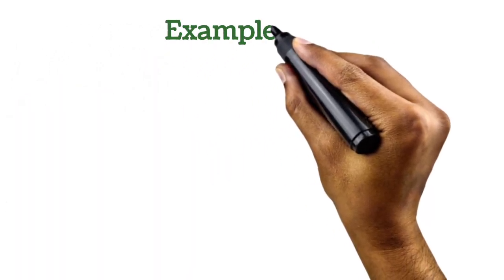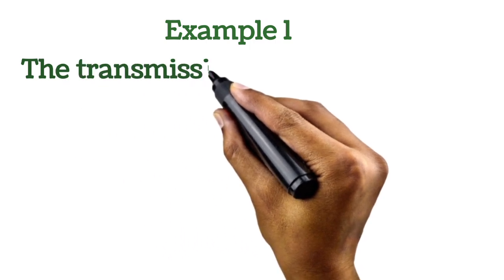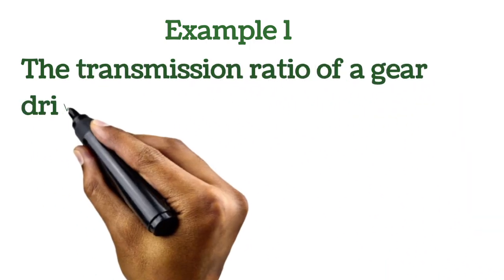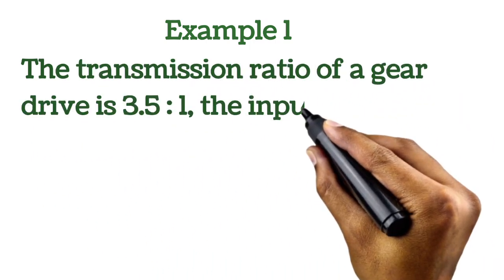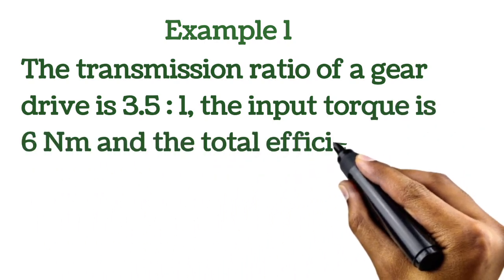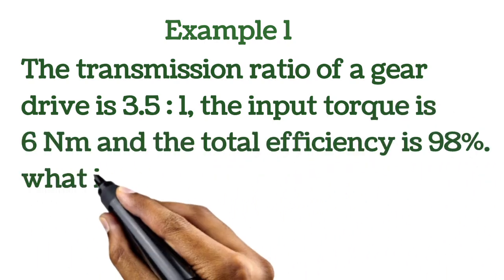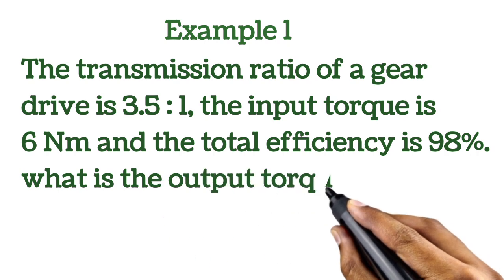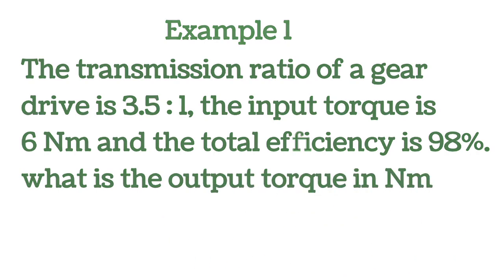Example 1. The transmission ratio of a gear drive is 3.5:1. The input torque is 6 Nm and the total efficiency is 98%. What is the output torque in Newton meter?